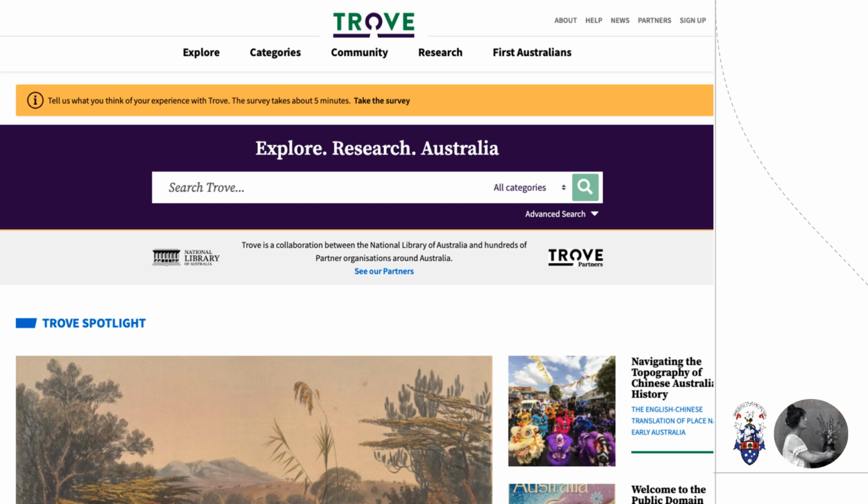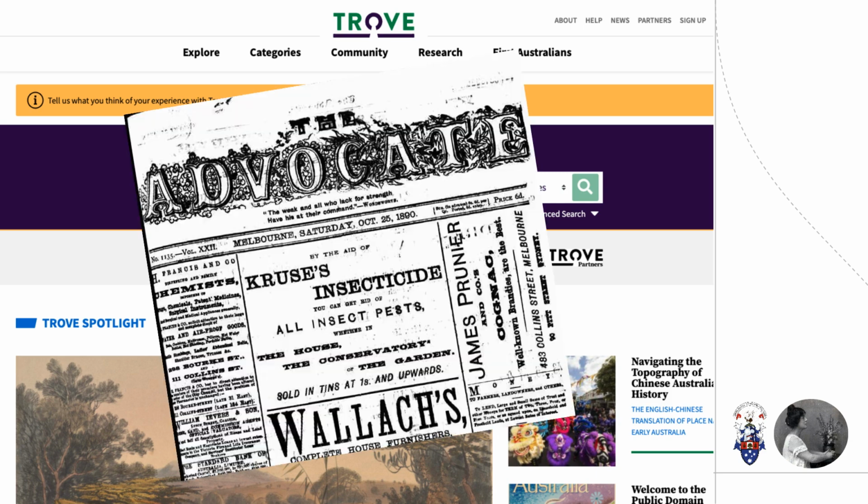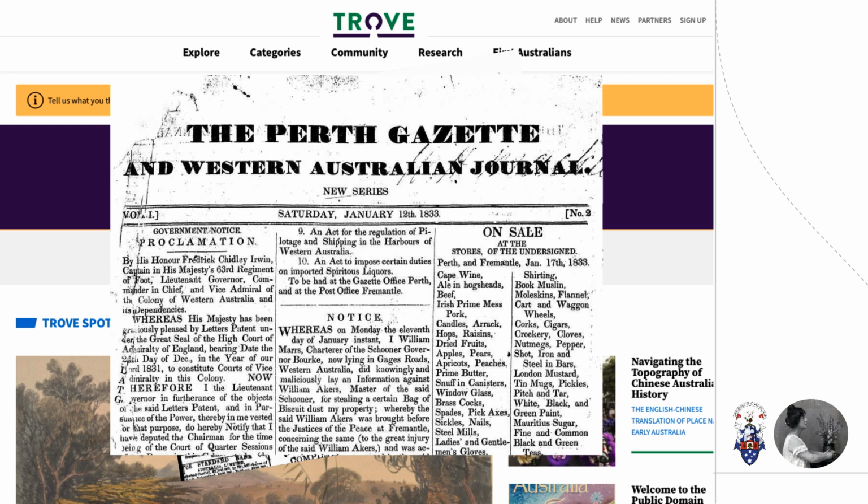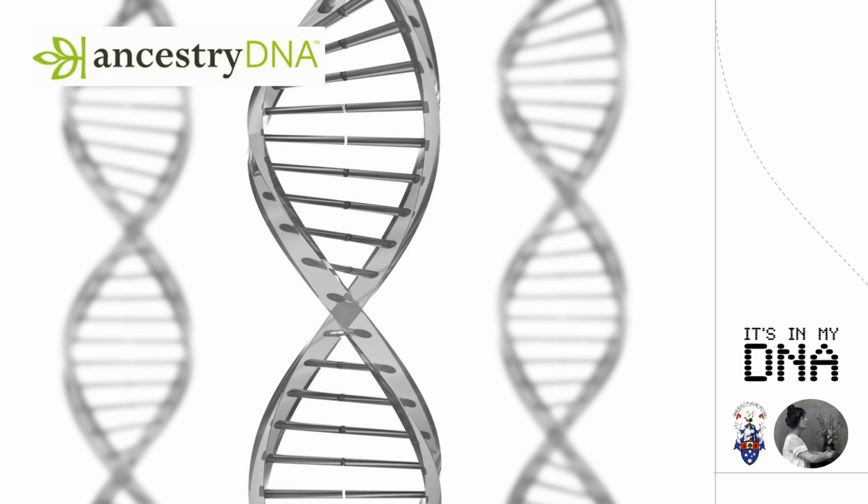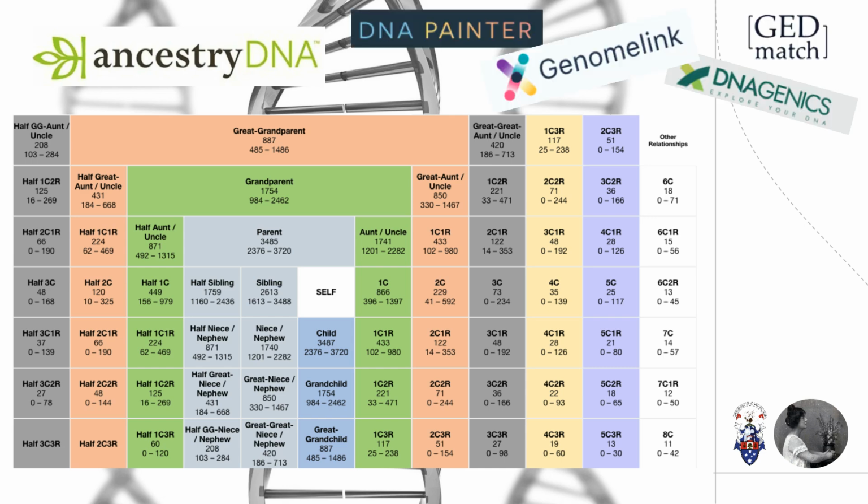Trove, the National Library's free newspaper archive, helped confirm names, dates, and locations across regional Western Australia. And specialist DNA analysis tools helped calculate the probability of different family connections, narrowing down the possibilities until the answer became clear. These are exactly the kinds of techniques the Genealogical Society of Victoria can help you learn.